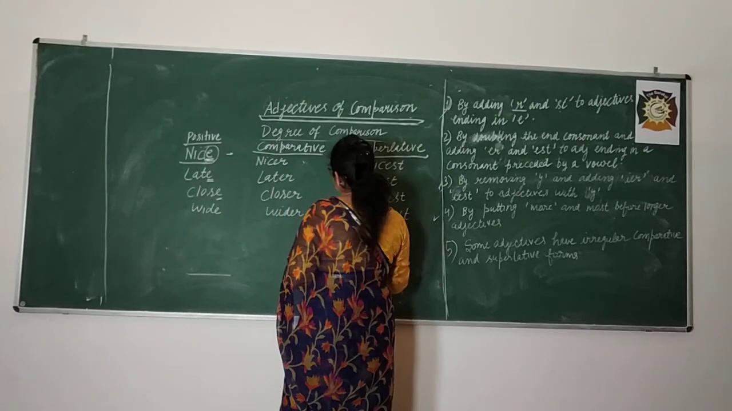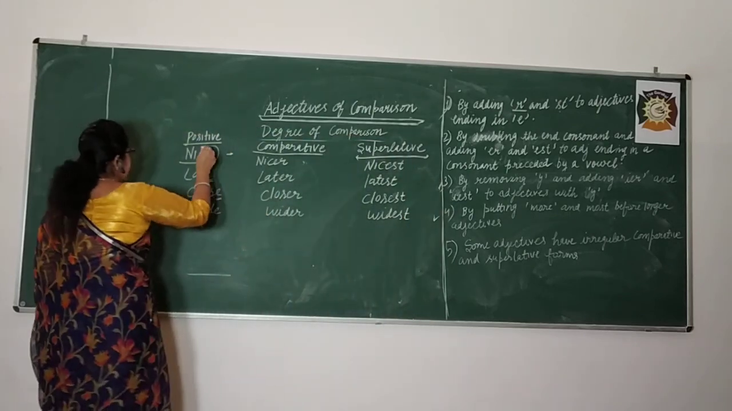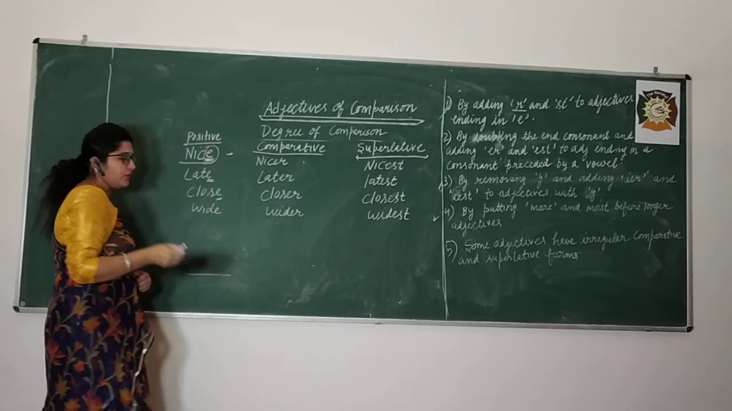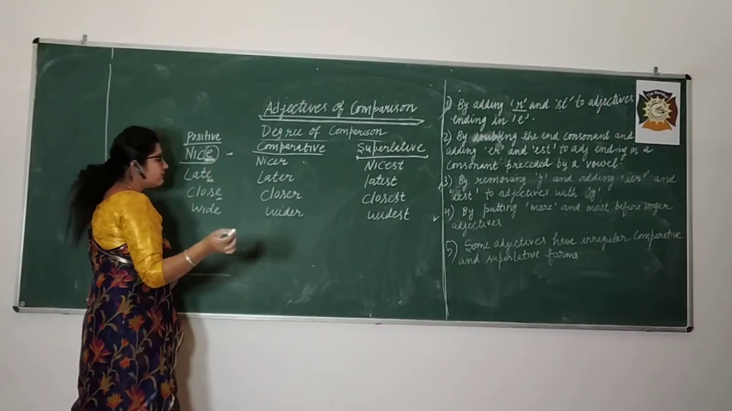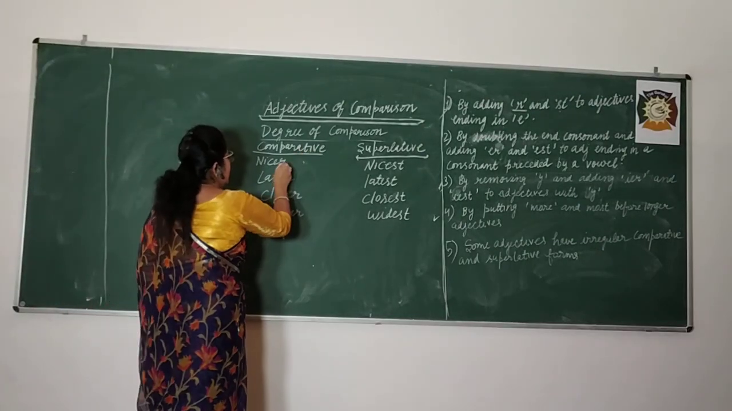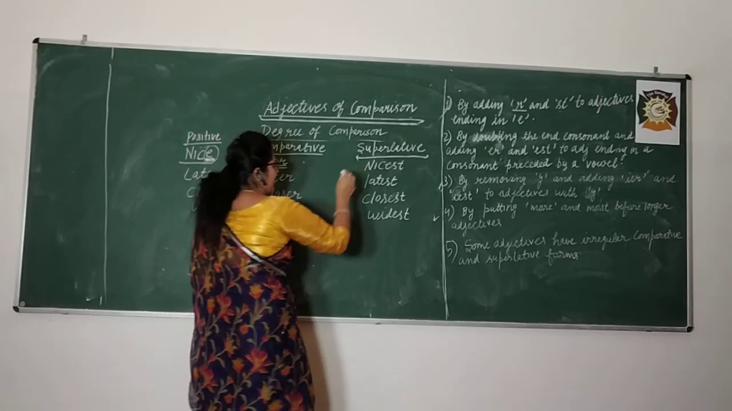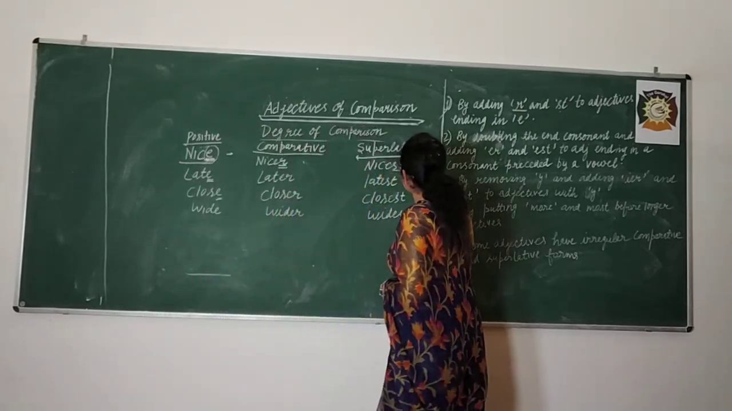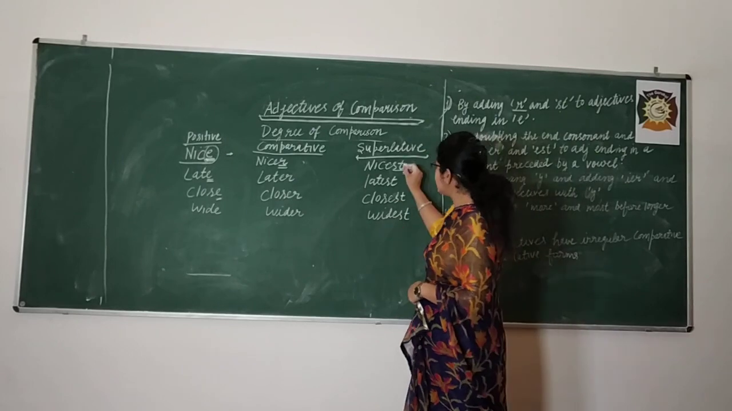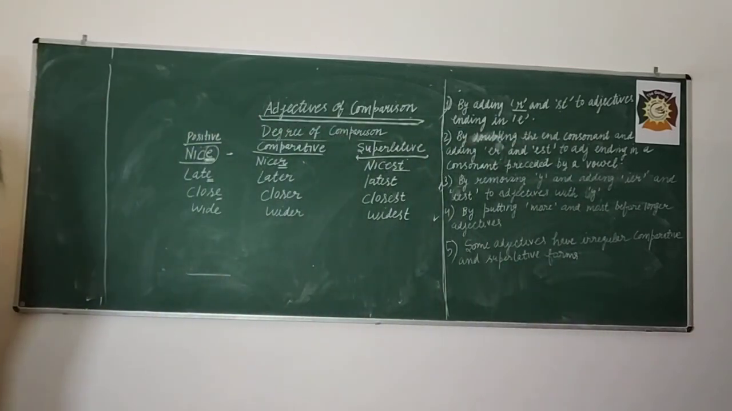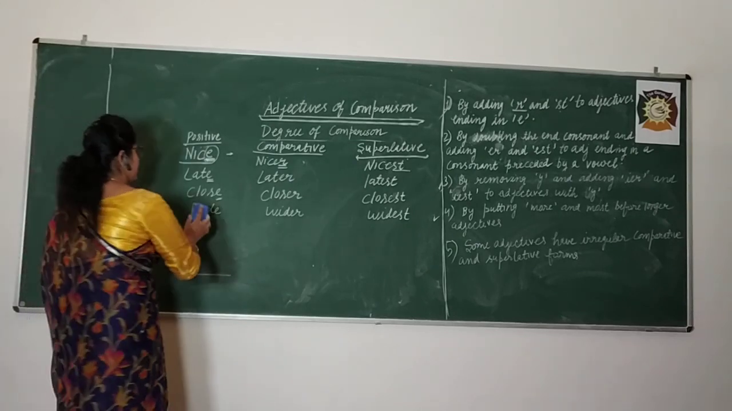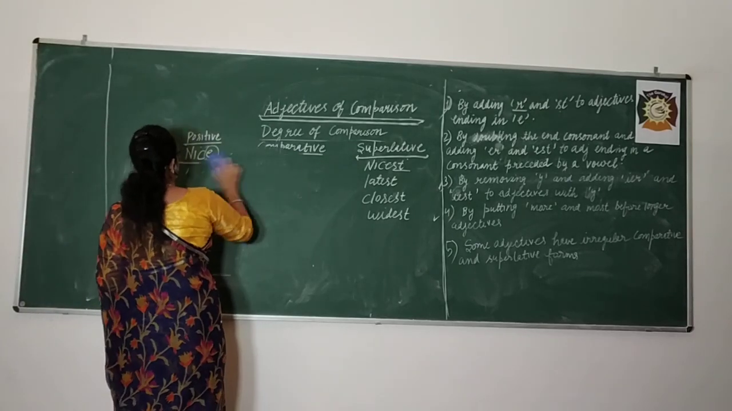So what the rule says? The rule says that if any adjective ends in vowel E, then what will we use in comparative degree? We use R, and in superlative degree we will use ST with the adjective. Now let's move to the second rule.